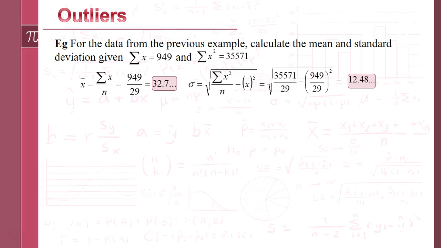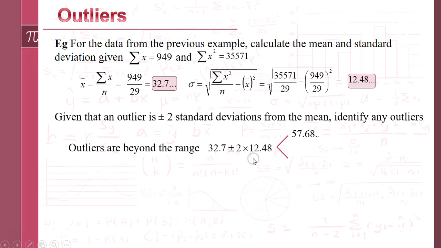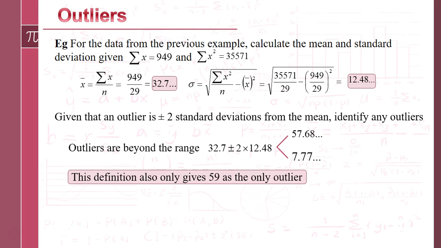Now let's get a definition for what we're going to use as an outlier. And so we're going to say our outlier is plus or minus 2 standard deviations away from the mean. So here we go. Our outliers are beyond 32.7 plus or minus 2 lots of the standard deviation. So at the upper end of our range, that's going to give us a value of 57.68. And at the lower end, for our week of wind gusts, we've got 7.77. So again, as it turns out, that particular definition also gives us 59 as our outlier. So there you go. Outliers are a genuine piece of data, but are just outside the normal pattern of the distribution.